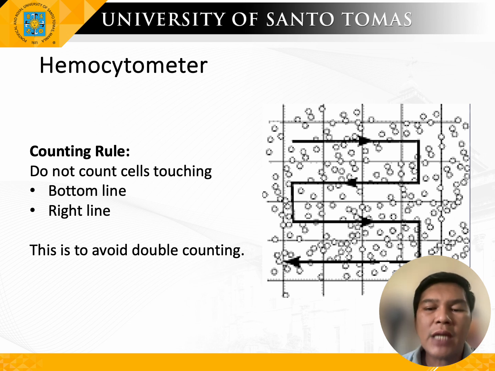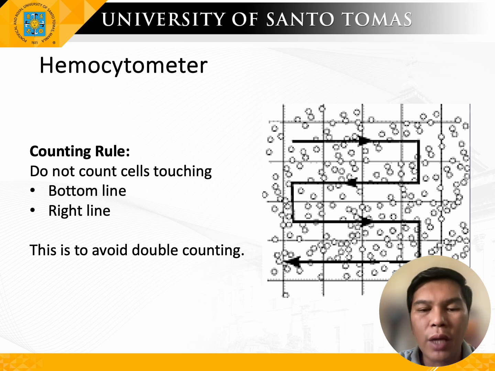So for haemocytometer, you are going to count per quadrant. You might want to count the number of cells in quadrant 1, or quadrant 3, or quadrant 5, or quadrant 7, or quadrant 9, and so on and so forth. But we have, of course, a rule for counting the number of cells in your haemocytometer. And what is the rule? The rule is that you are not going to count cells touching the bottom line and the right line.